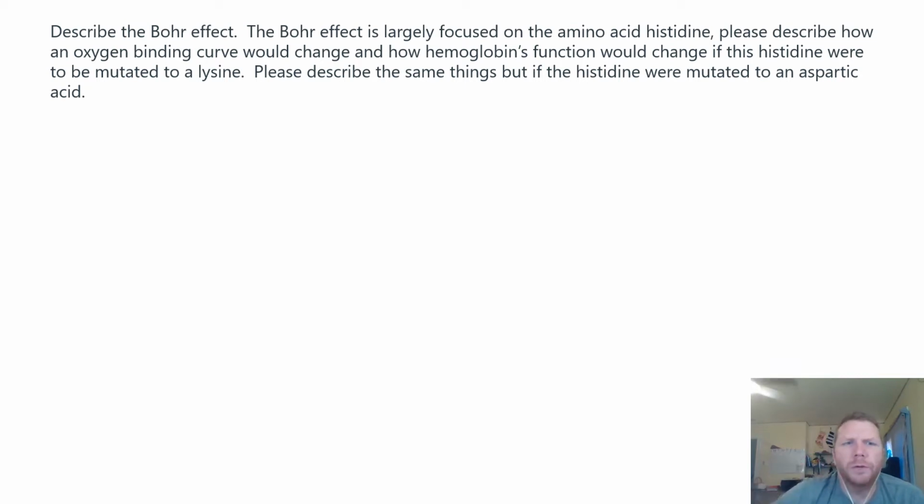Question number 5 on your exam reads, describe the Bohr effect. The Bohr effect is largely focused on the amino acid histidine. Please describe how an oxygen binding curve would change and how hemoglobin's function would change if the histidine were mutated to a lysine. Histidine to a lysine. And please describe the same things, but if the histidine were mutated to an aspartic acid.